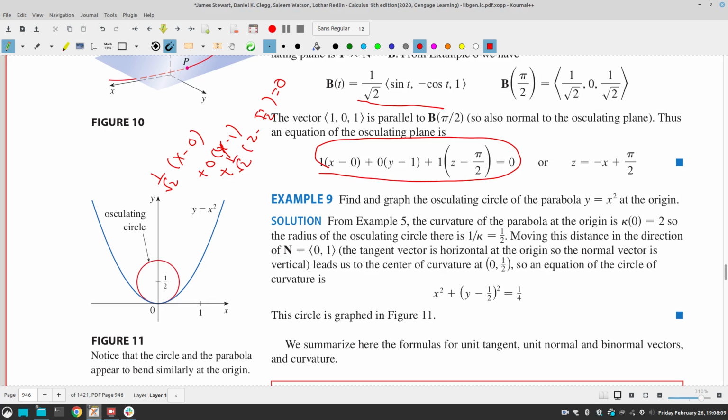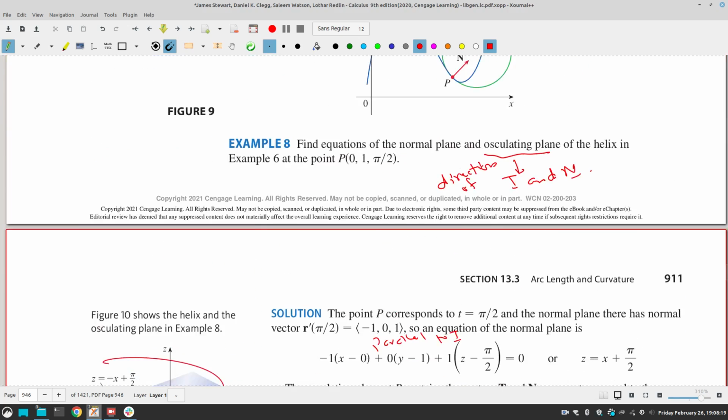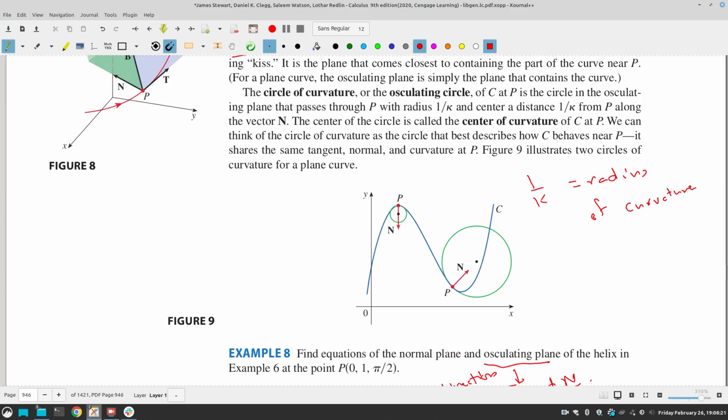Now, if you move a distance of half in the direction of the what? Oh, okay, there's just one clarification I need to make. When I say distance 1 over kappa from the point P, I mean along the vector n. So if this is the vector n, you move 1 over kappa in this direction.